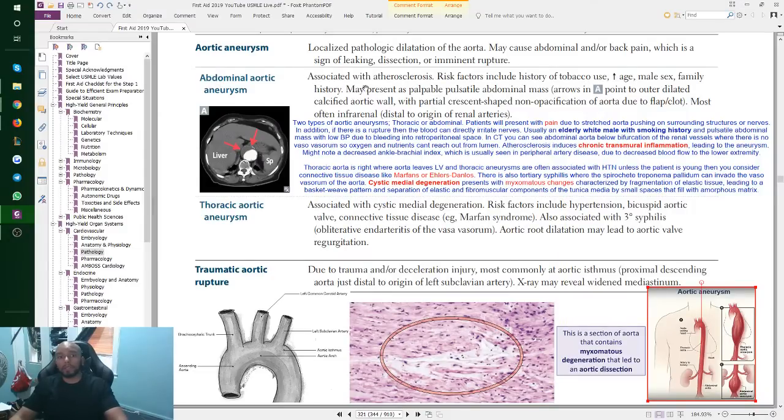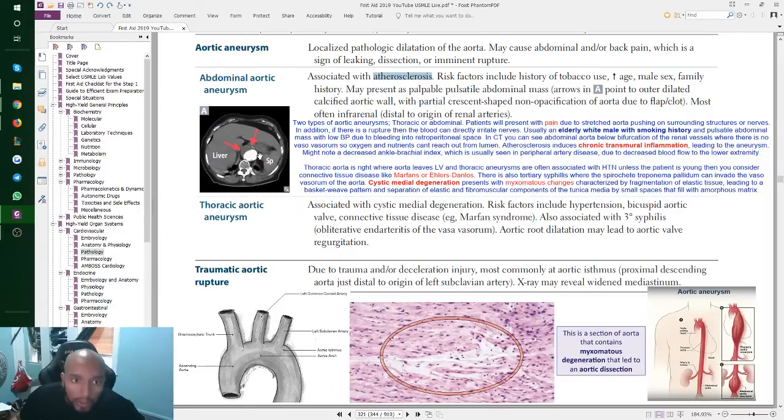Abdominal aortic aneurysm. This is associated with atherosclerosis because remember, your abdominal aorta is the number one location of atherosclerosis. Risk factors include history of tobacco use, high age, male sex, family history. May present as a palpable pulsatile abdominal mass. Right, arrows here actually point to the outer dilated calcified aortic wall with partial crescent-shaped non-opacification of the aorta due to a flap or clot. That's what you're looking at in this image right here. Other things don't look like this at all. So when you do see this, that's an aortic aneurysm.